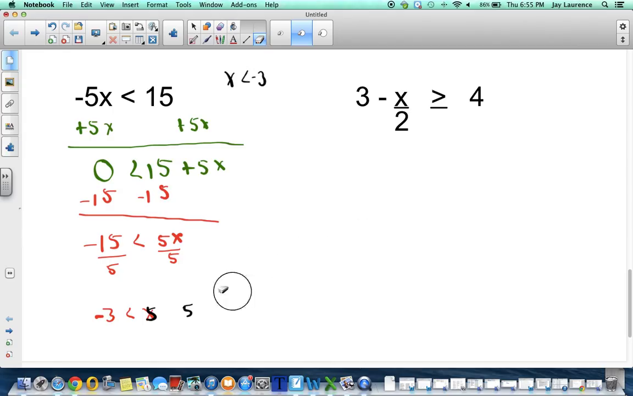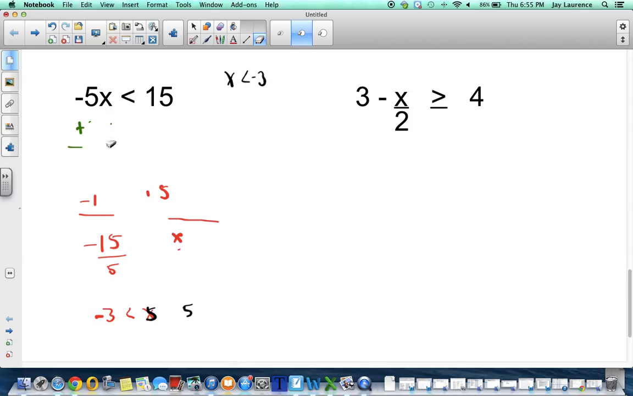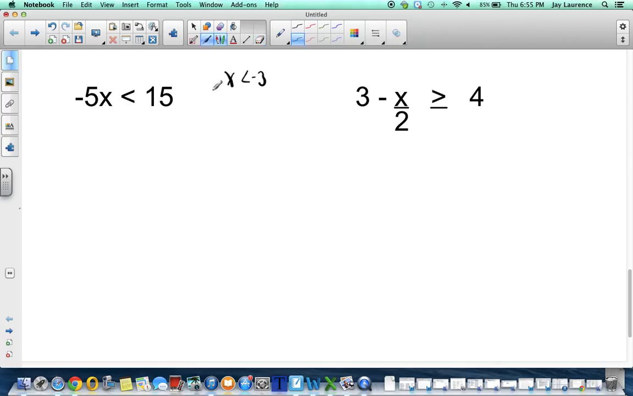But the shortcut is, when you divide or multiply by a negative, do you write this down? It's a very important rule. Should you get this? When you divide or multiply by a negative, Chandler, you got that? When you multiply or divide by a negative, the inequality changes direction. Yeah, I'm going to divide by negative 5, right? Negative 5. X is going to be greater than negative 3. And believe it or not, these say the same thing.